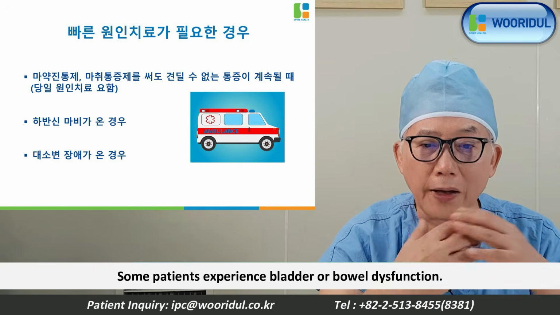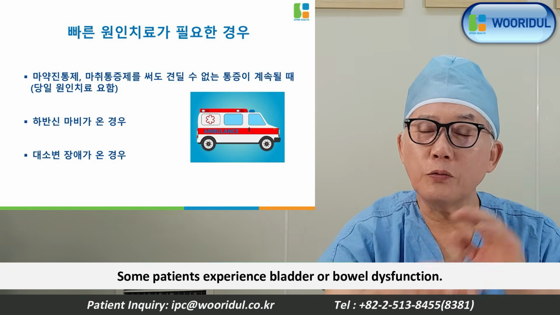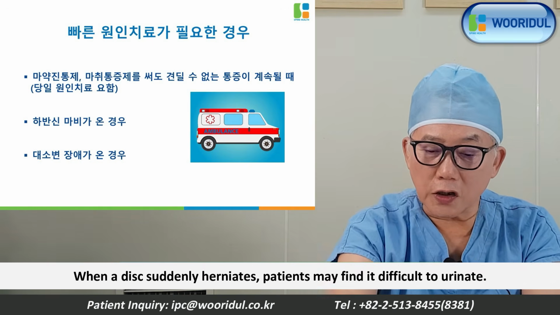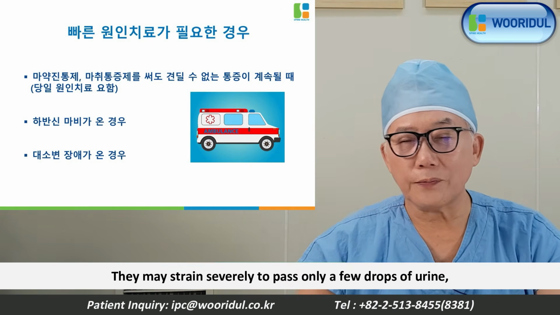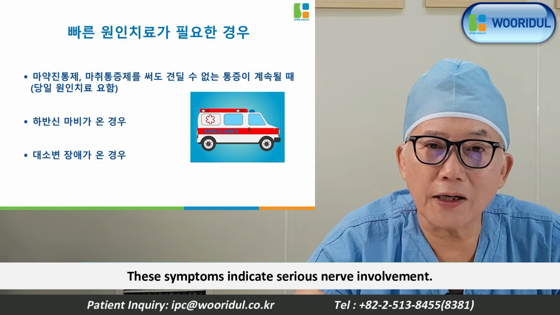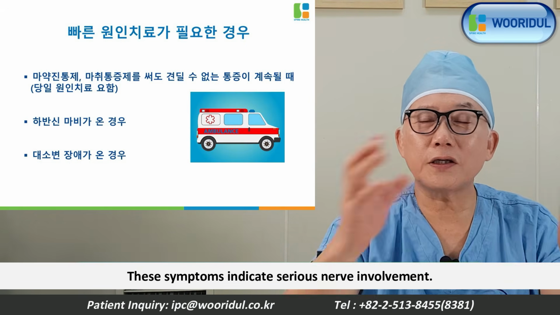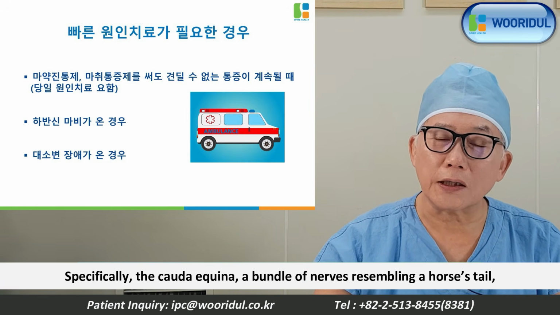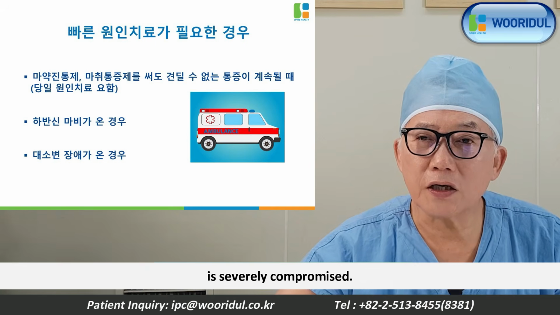Some patients experience bladder or bowel dysfunction. When a disc suddenly herniates, patients may find it difficult to urinate. They may strain severely to pass only a few drops of urine or require enemas for bowel movements. These symptoms indicate serious nerve involvement. Specifically, the cauda equina, a bundle of nerves resembling a horse's tail, is severely compromised.